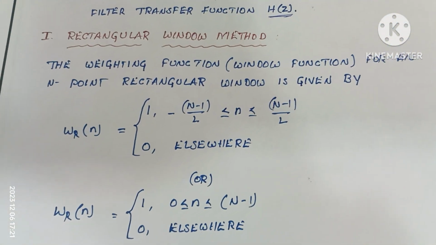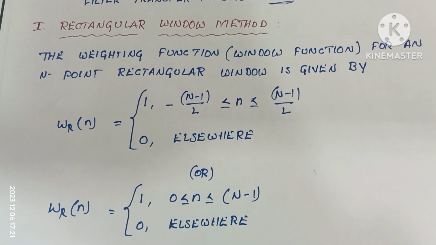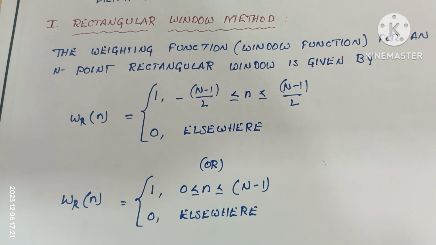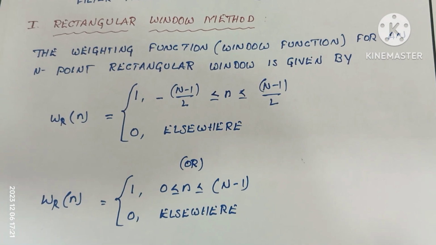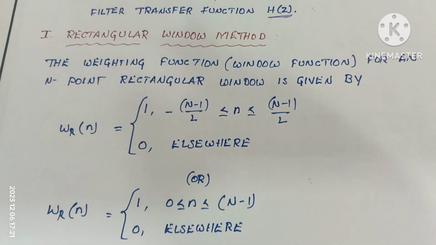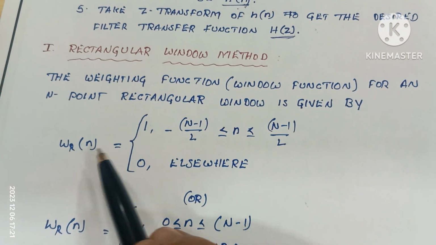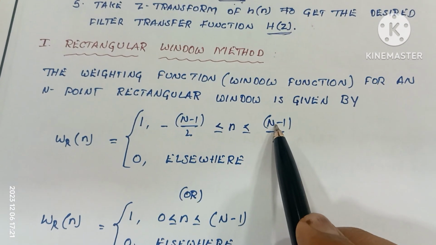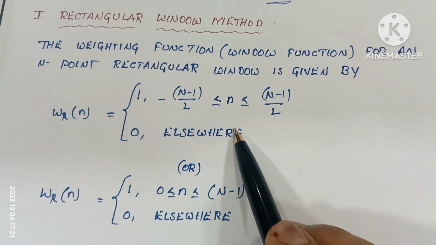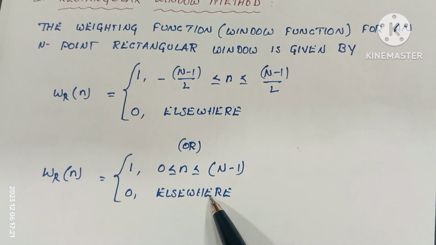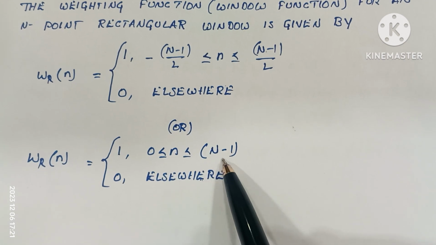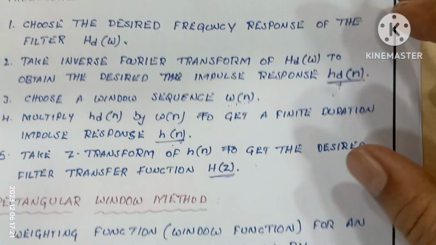Before reading the actual statement of the problem, let us see how we define the rectangular window sequence. Here we call it a window function or weighting function. An N-point rectangular window is given by WR of n, which is equal to 1 over the interval minus (N minus 1) by 2 to plus (N minus 1) by 2, otherwise 0. Another way of representation is WR of n equal to 1 from 0 to N minus 1, 0 otherwise.